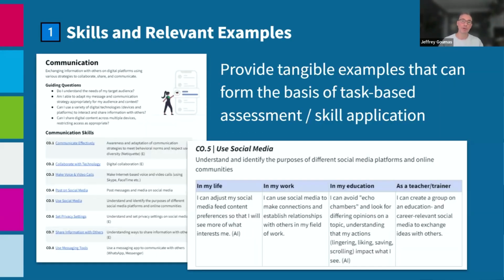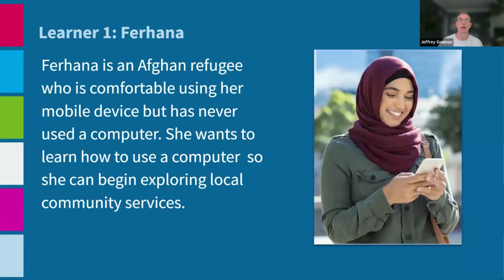And so we're going to look at 3 different learners. I want to use this to frame how you're approaching this, or maybe you have a learner in mind already. But in thinking about what digital skills somebody needs, we're going to look at 3 different people here. So Farhana is an Afghan refugee who is comfortable using her mobile device, but has never used a computer. She wants to learn how to use a computer so she can begin exploring local services. So that's Farhana.